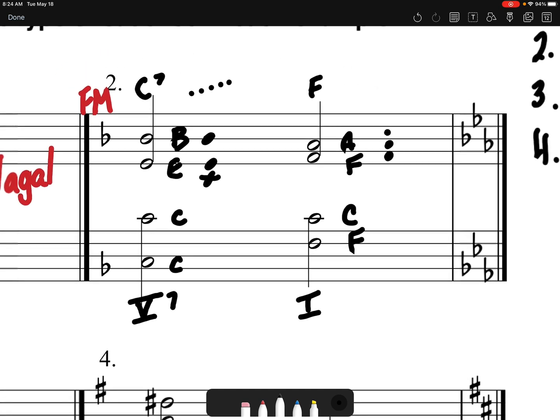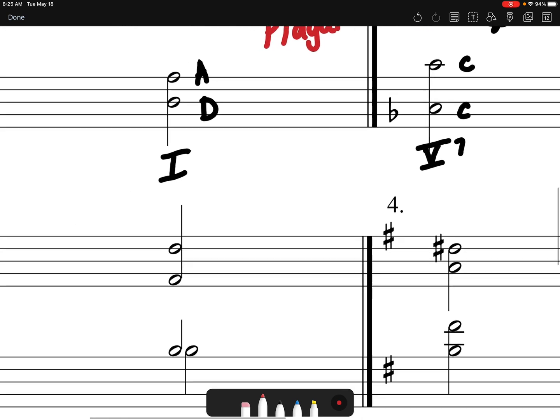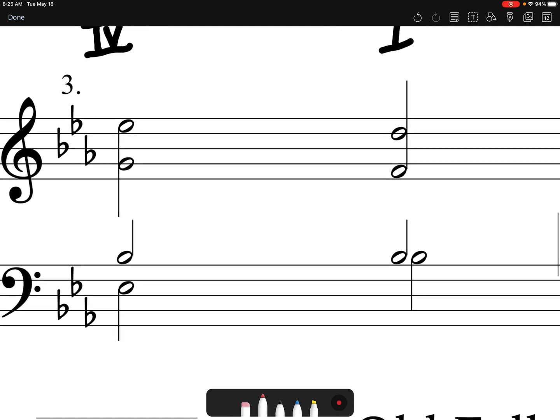Okay. So here's the difference in how you tell. I look to see if it's perfect or imperfect by looking at the soprano note in the 1 chord only. If this is the same as this, then it's perfect. But since it's not, it's imperfect. Okay. Next example. We are in E flat major.